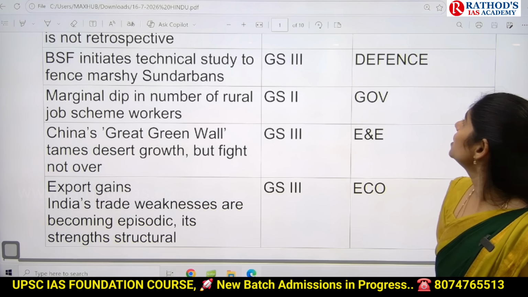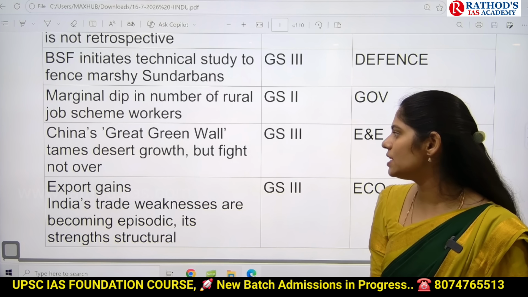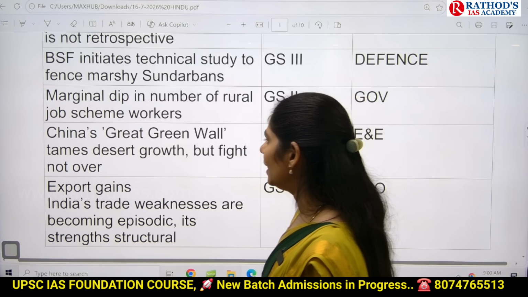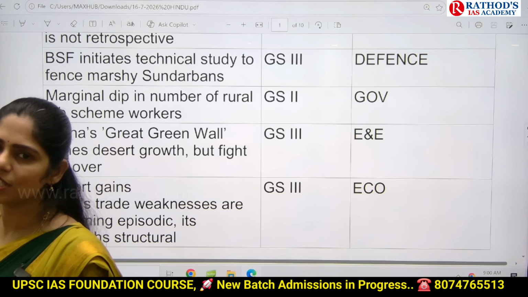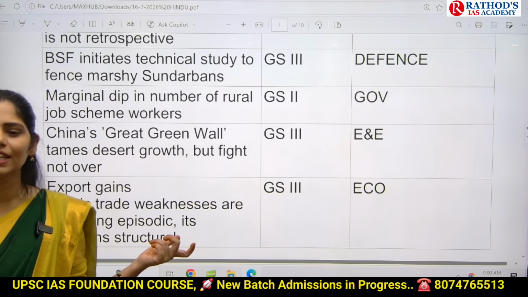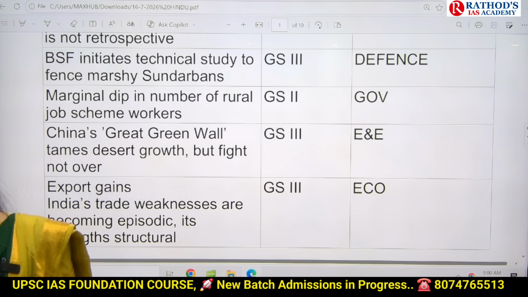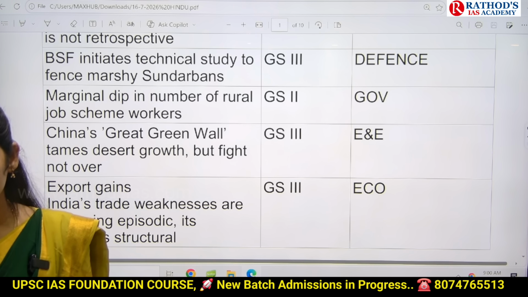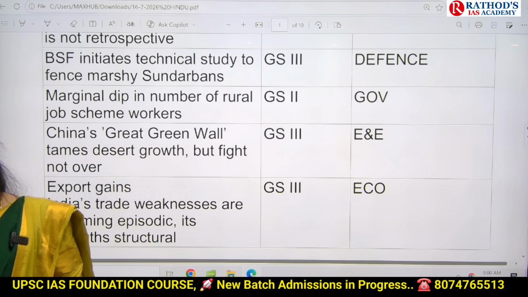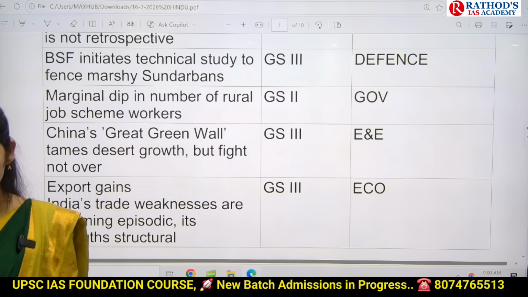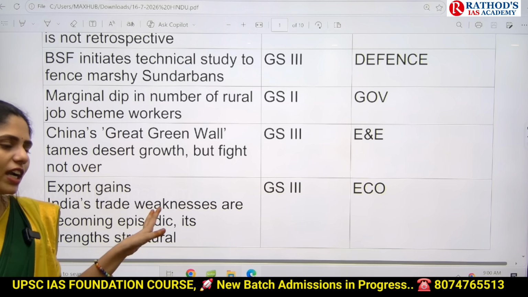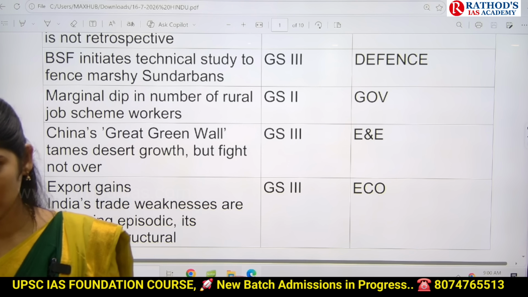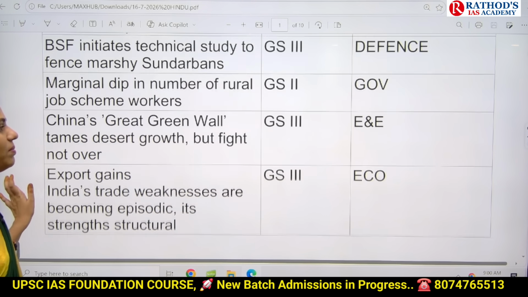So here you have to see some basic facts regarding this VB-G RAM G. And the next topic is China's Great Wall tames desert growth, but fight not over. To fight against desertification, China came up with this project of Green Wall, called the Great Green Wall. In similar lines, even in Africa they came up with a Green Wall. Even in India we started a Green Wall project to stop the expansion of our Thar desert.